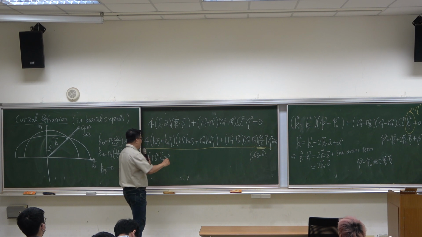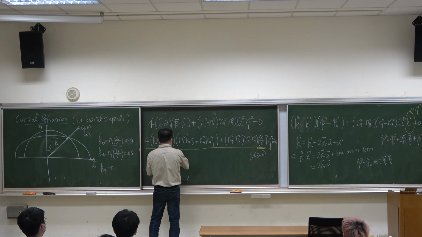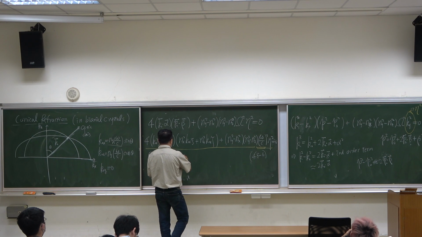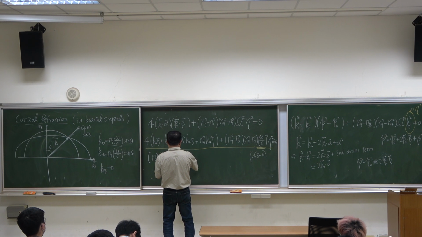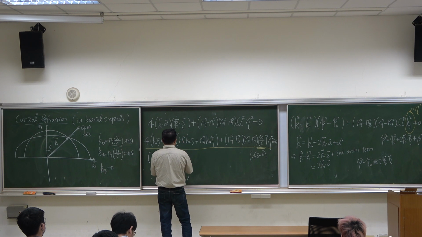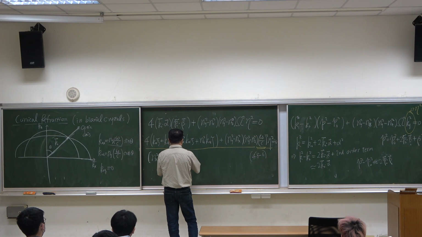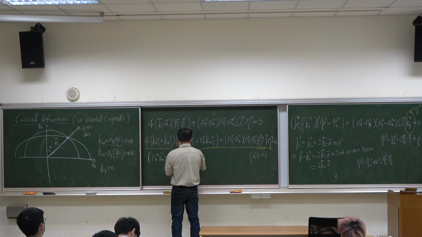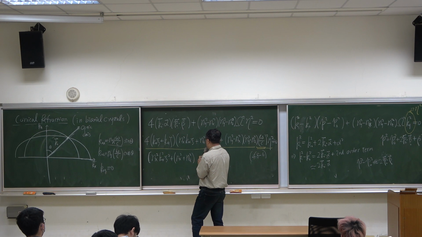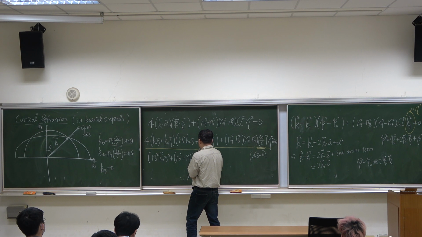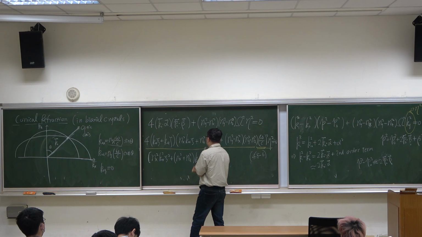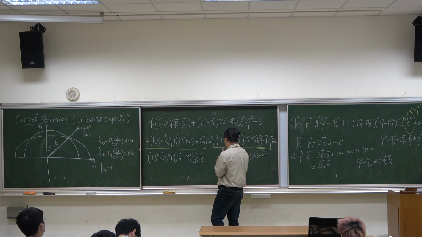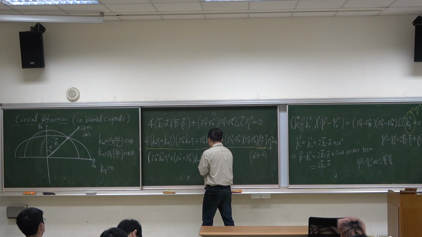Okay. Plus nx squared plus nz squared times k0x k0z times the c zeta.